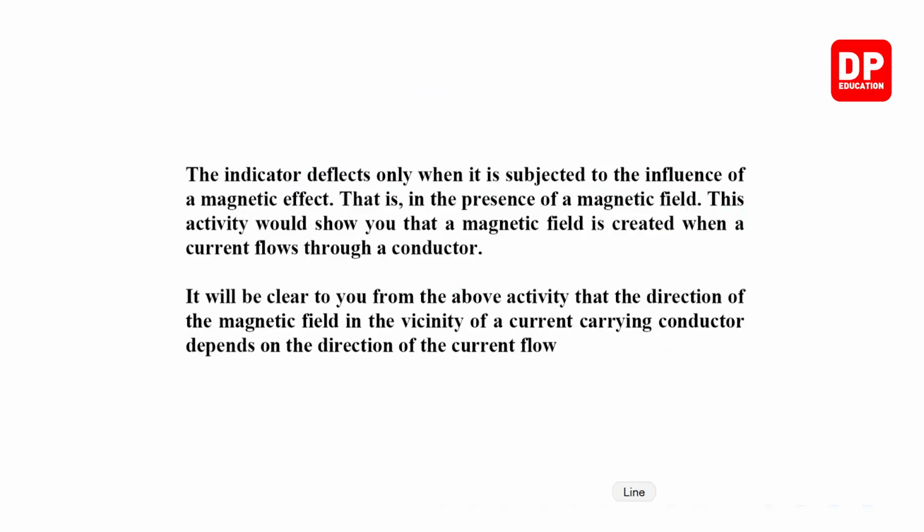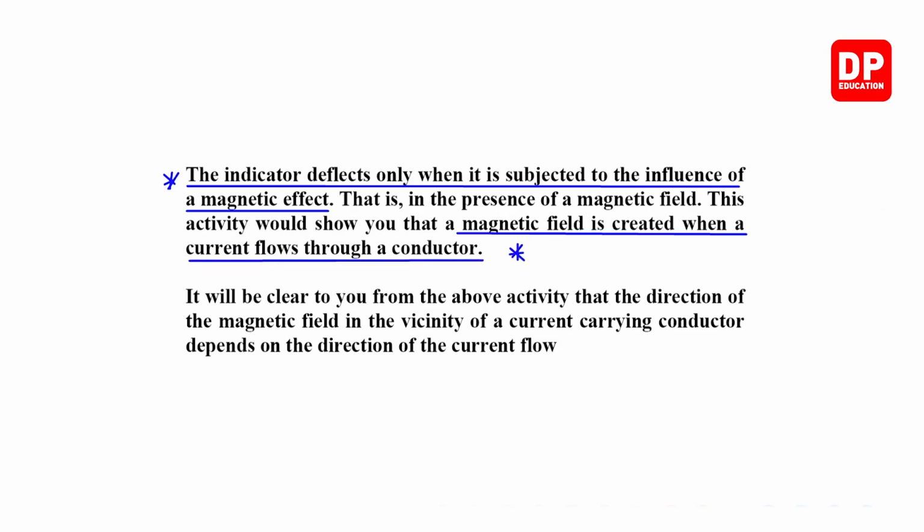The indicator deflects only when it is subjected to the influence of a magnetic field. That is, in the presence of a magnetic field. This activity would show you that a magnetic field is created when a current flows through a conductor. So that was the first conclusion I told you.